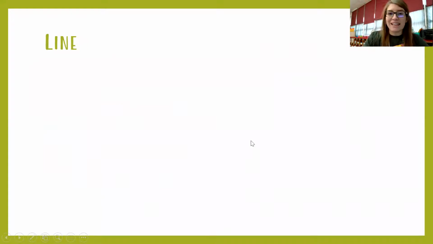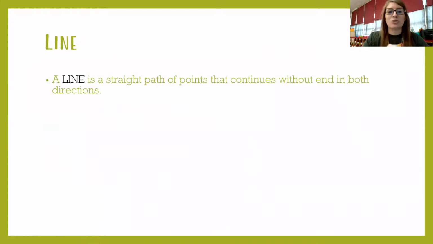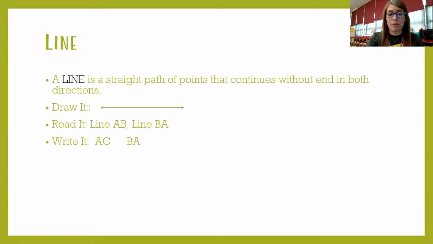Then we've got a line. A line is a straight path of points that continues without end in both directions. So it continues in both directions without end. We would draw it like this. If you can see those arrows right there, they let us know that it's going to continue going on in either direction without end. We would read it line AB or line BA. We can flip-flop them both.